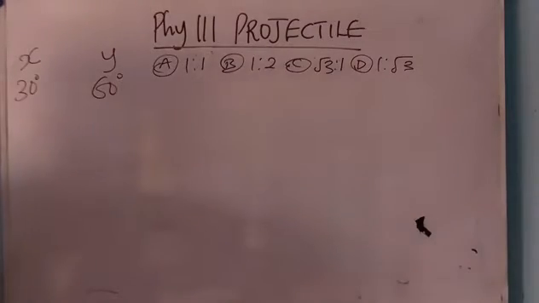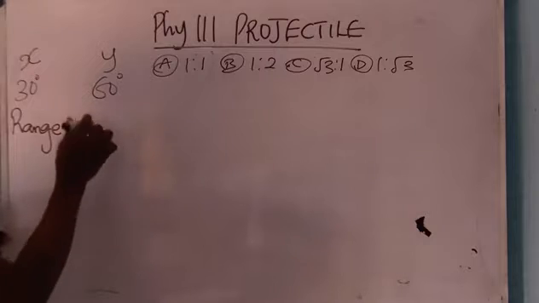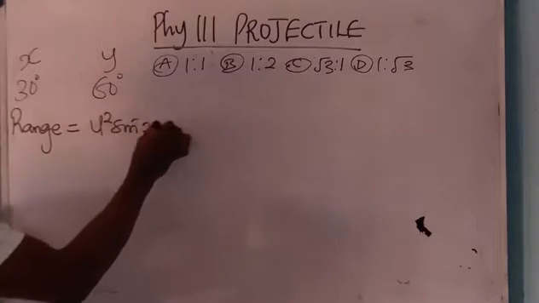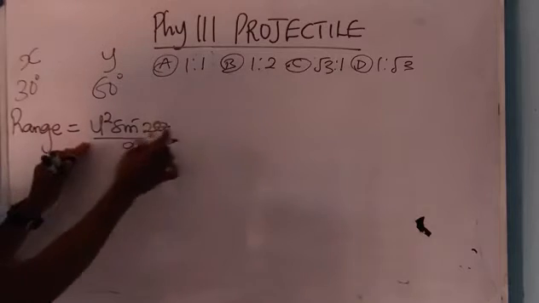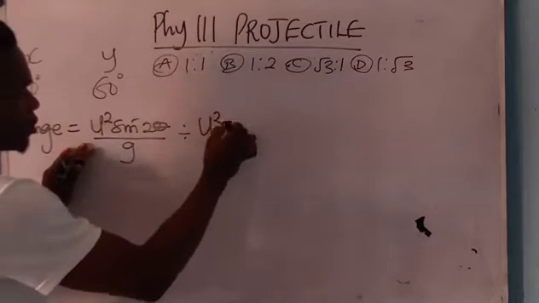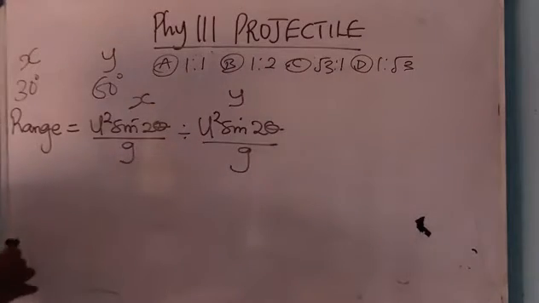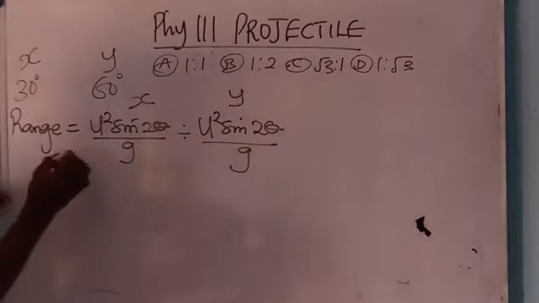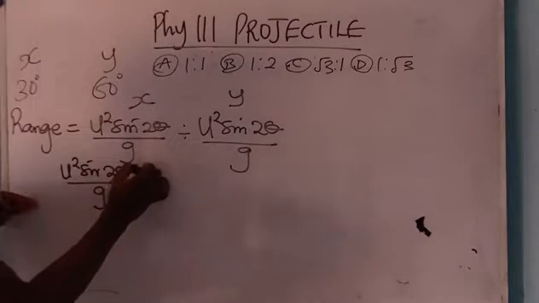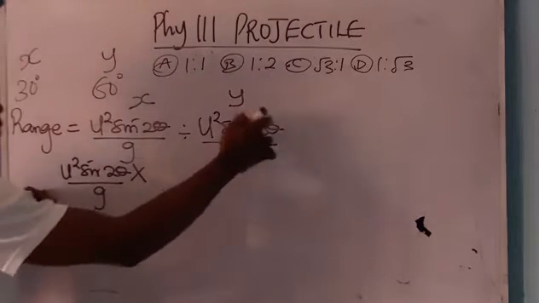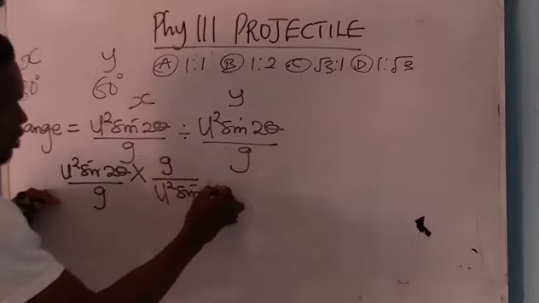This is what you are going to do. We know that range is equals U squared sine 2 theta over G. Now, since we have two bodies here, this is for X, divided by another range, which is for Y, also U squared sine 2 theta over G. Now, I want to introduce multiplication sign, which means G will go up and this one will come down. So it becomes G over U squared sine 2 theta.